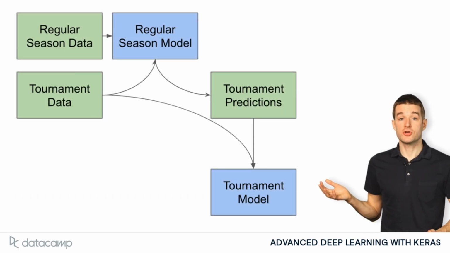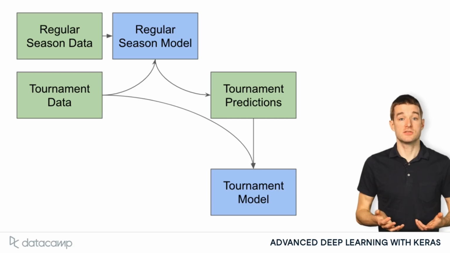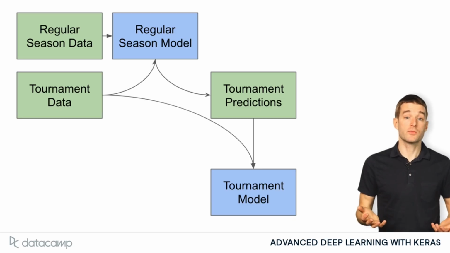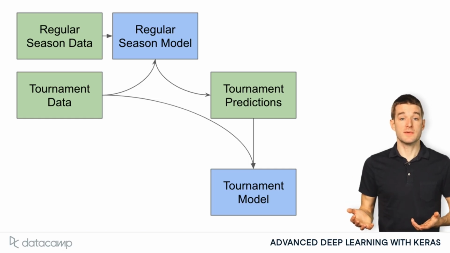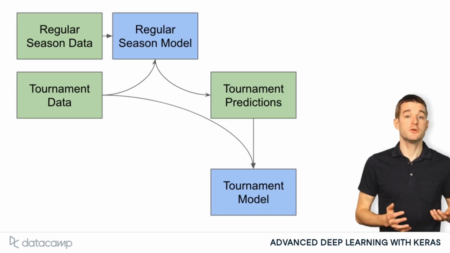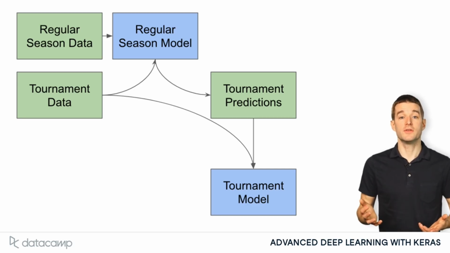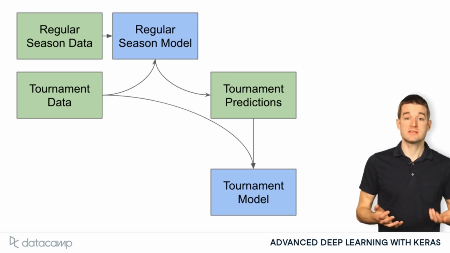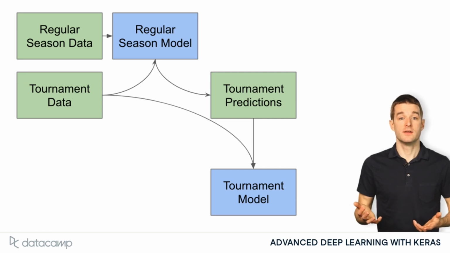This diagram shows the process for stacking these two models. You start with the regular season dataset and fit a model to it. You then predict on the tournament dataset using this model. This gives you predicted tournament outcomes, which you can now use to build a better model of the actual tournament outcomes. You additionally use the tournament seeds when modeling the tournament.